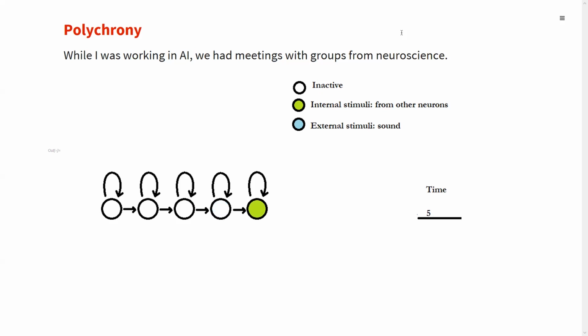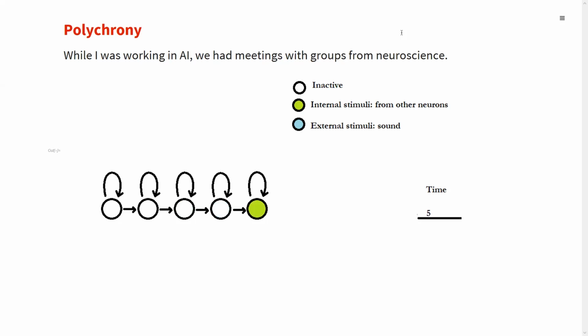Assume that you have different neurons connected in this particular way. One neuron in front of the other, and the neurons, when they are excited, fire a signal to the neuron in front and to itself. Now, to excite a neuron, you can use an external stimulus, like sound, or you can use an internal stimulus, meaning that the neuron receives two signals at the same time, and those signals were fired by other neurons.